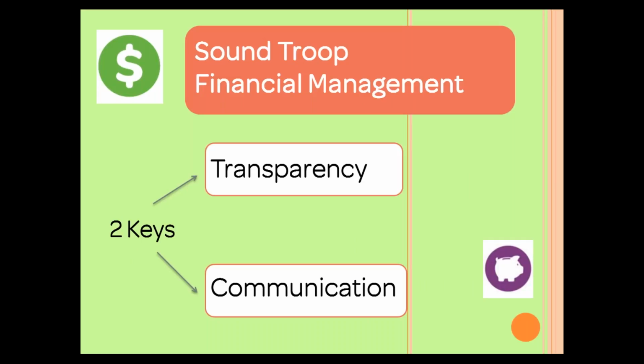The two keys also, transparency and communication. Always involve the girls and parents in financial decisions. Remember, it's their money. And transparency, always keep the girls and their parents informed on all troop revenues and expenses. Be proactive by informing everyone of finances before they ask. Make it easy for parents and girls to approach you with questions, and transparency will aid in the need for communication and provide you with support.